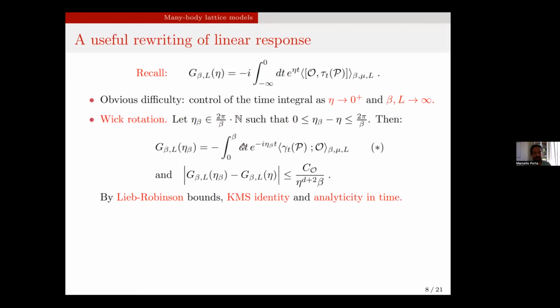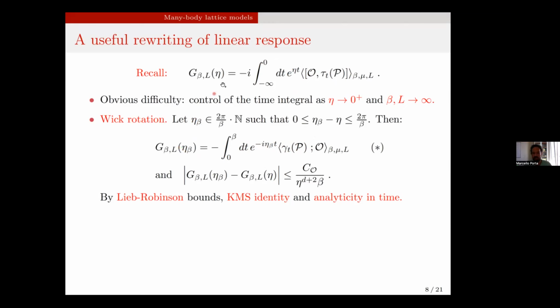Then the claim, and that's in fact not difficult to prove, is that if you look at this Kubo formula, replacing the adiabatic parameter by this eta beta, then this is exactly equal to the Fourier transform of a Euclidean correlation function. This exponential factor becomes a phase factor, and this real-time correlation function is replaced by an imaginary time correlation function. This is, of course, special for these values of eta.